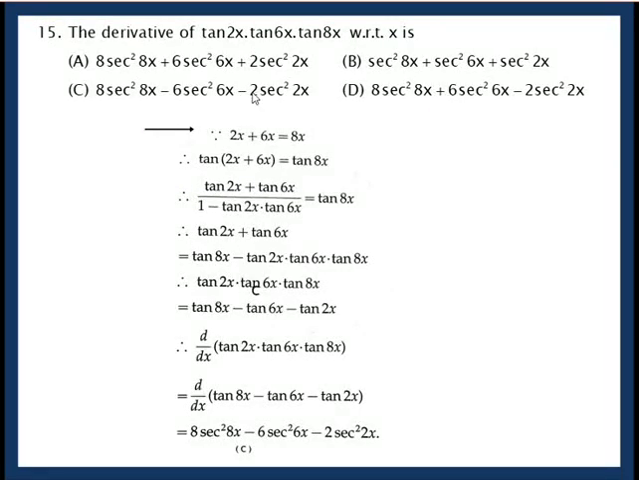The derivative of tan 2x into tan 6x into tan 8x with respect to x is. Now this can be differentiated as it is because we have a formula for the derivative of uvw, but options are not in that form. So I use this fact that 2x plus 6x is 8x. Take tangent ratio, tan of alpha plus beta, cross multiply, rearrange the terms. So I get tan 8x minus tan 6x minus tan 2x for tan 2x into tan 6x into tan 8x. You can read this.